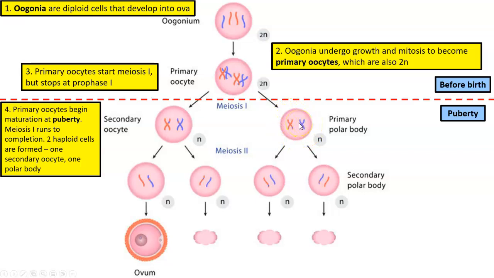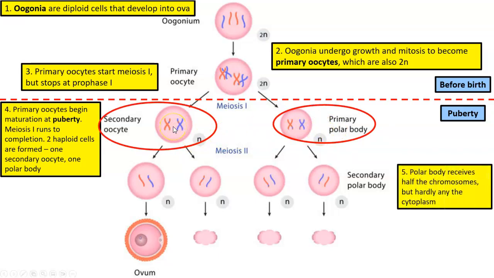You can see that the polar body is much smaller than the secondary oocyte. The reason for this difference is because the secondary oocyte gets more of the cytoplasm, but half the chromosomes. The polar body receives half the chromosomes again, but hardly any of the cytoplasm. So really, polar bodies are just a mechanism of getting rid of the excess chromosomes, because remember, in meiosis, we need to have single haploid cells.